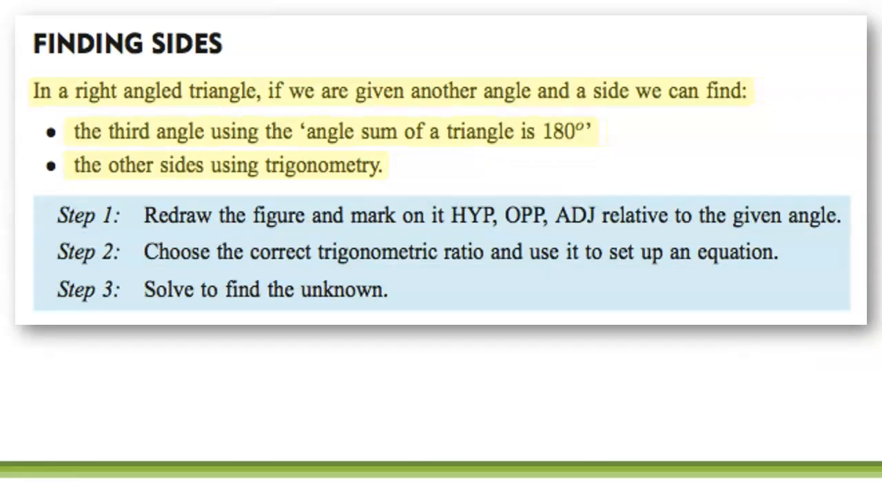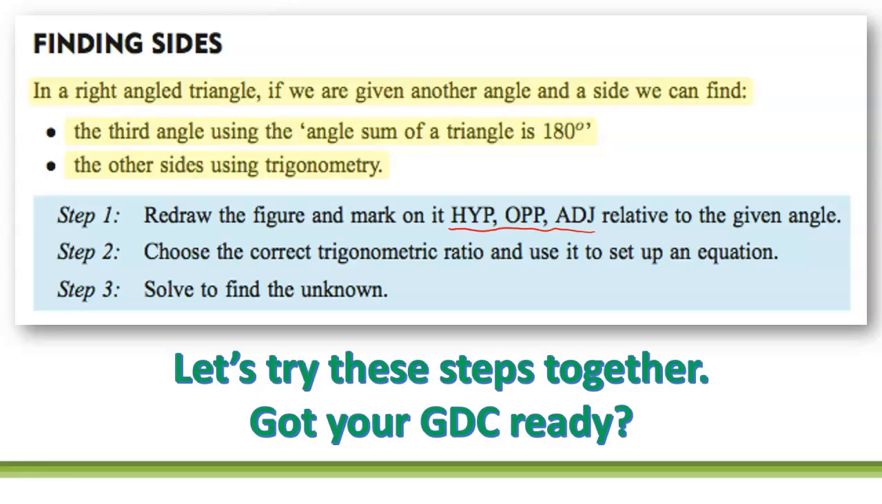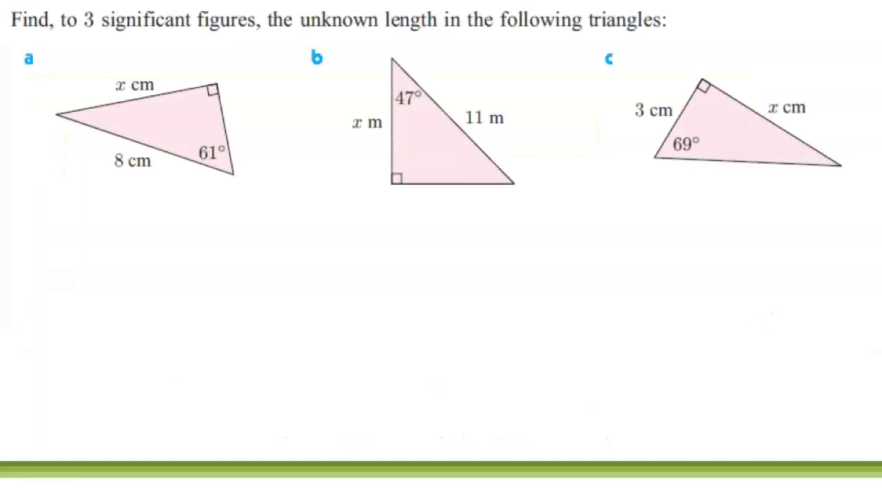Okay, here are the conventional steps. If you're given a question, you typically redraw the triangle and label the sides opposite, adjacent, and hypotenuse, depending on the angle that you're going to be using as your pivot point. After you've done that, you have to work out which is the correct trig ratio to use, and I'll give you some guidance on that. Set up an equation and solve it. So we've got your GDC ready. Here we go. Here's a couple of different questions. They want us to work out the missing side lengths in A, B, and C.